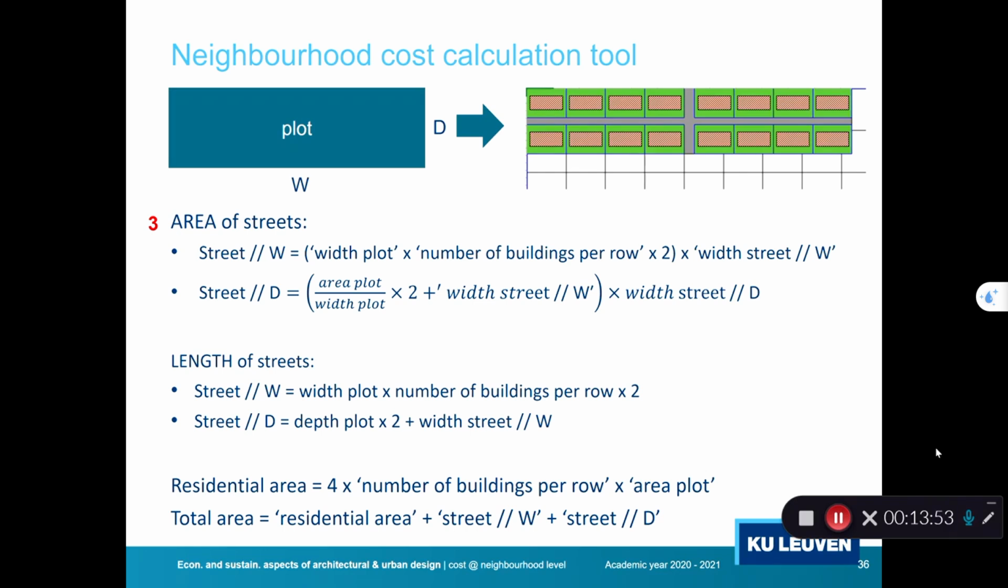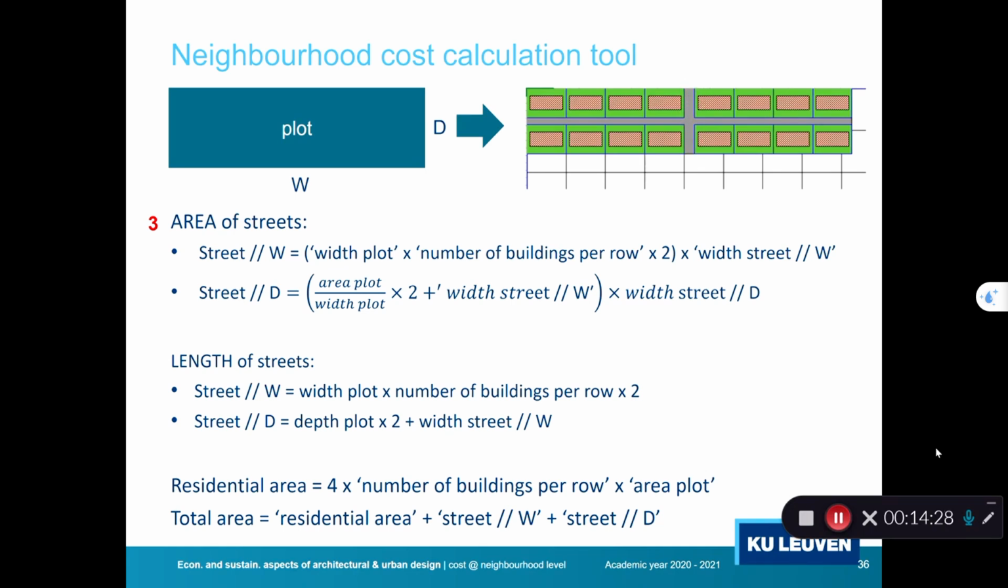Well, first of all, we make an agreement. There is a tricky part that we could double count the crossing of the streets. So therefore, we assume that the street parallel to the width of the plots is this part and this part, but not the crossing part. So that section we don't count for the area of the street parallel to the width. We add this crossing section to the area of this other street, so as not to count it twice.